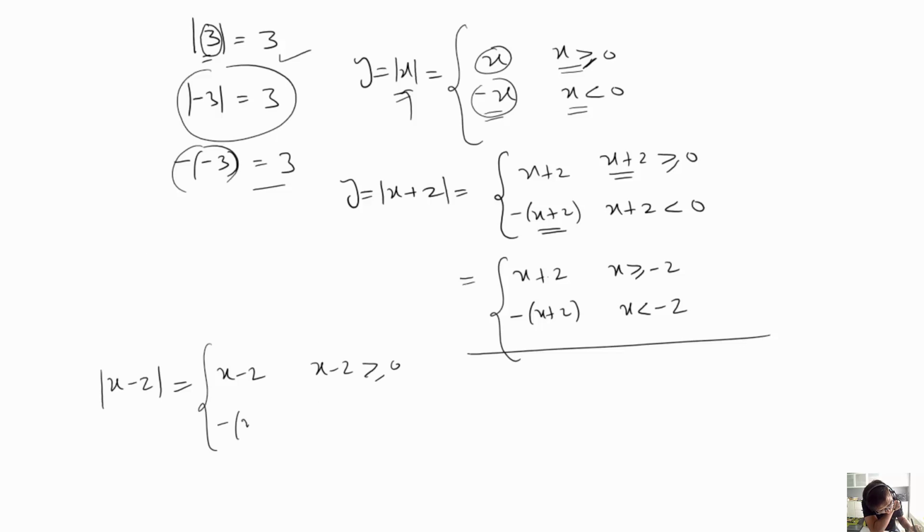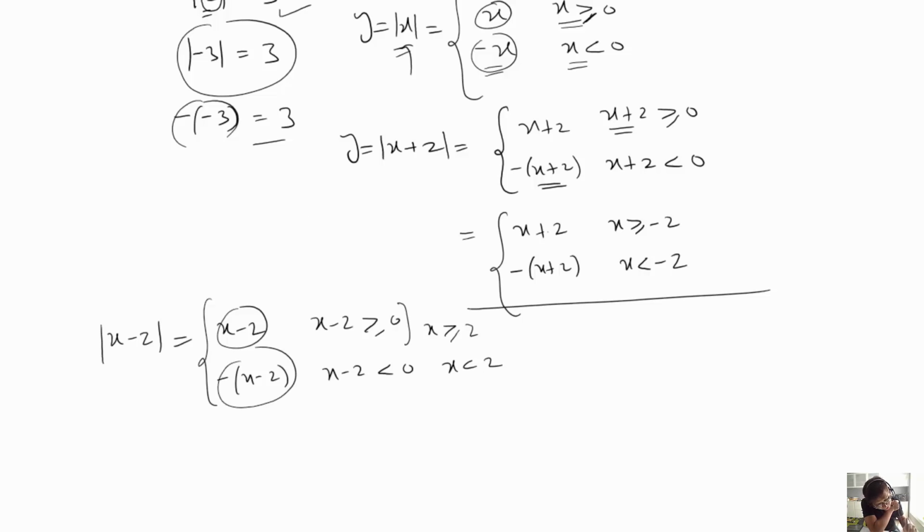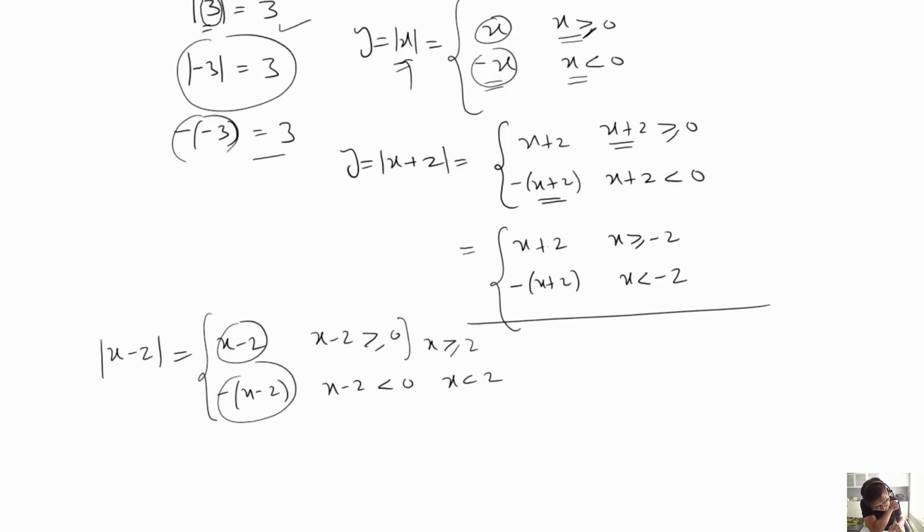It is minus of x minus 2 when x minus 2 is less than 0, right? So this implies when x is greater than or equal to 2, we have this definition. When x is less than 2, we have this definition. So to get rid of the mod sign in this particular question, we make two cases, right?